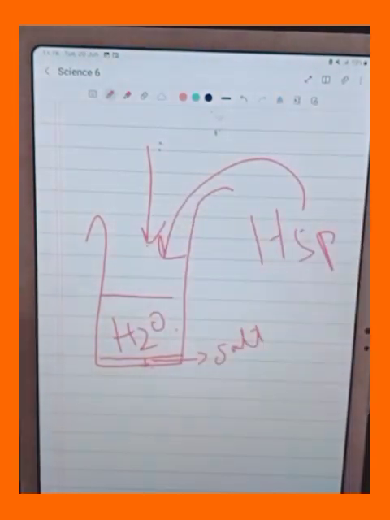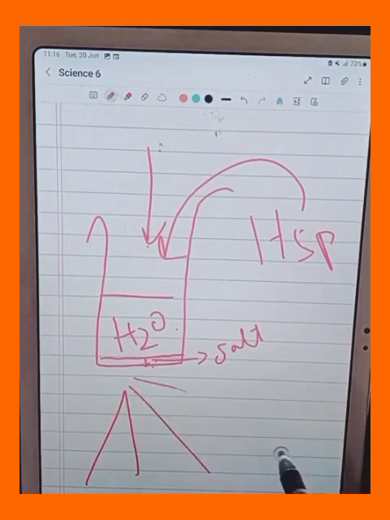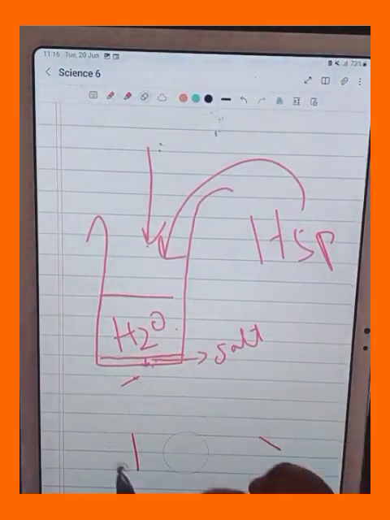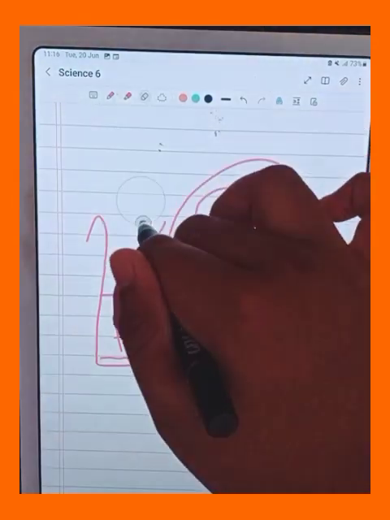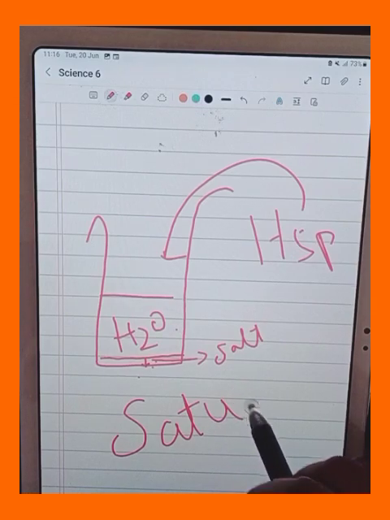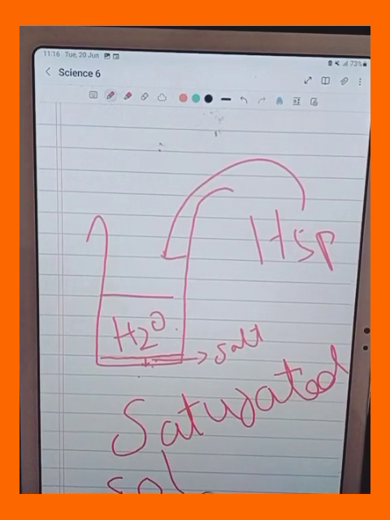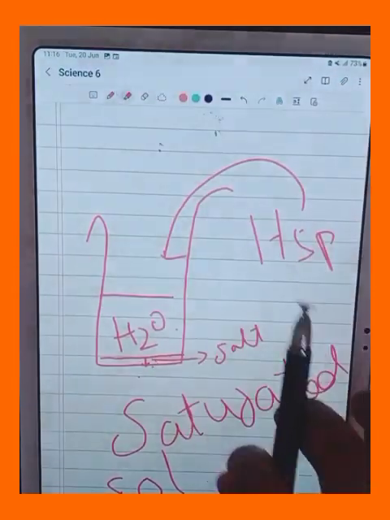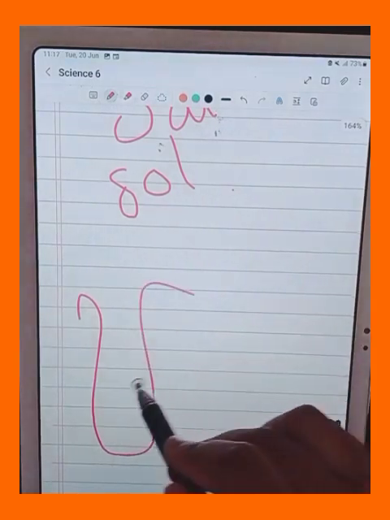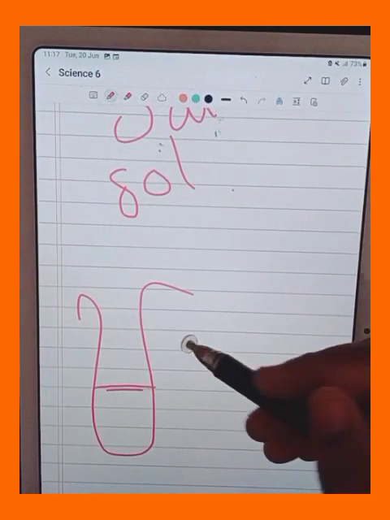You have to either stir for a long time or heat it. So when you would not heat or not stir, this solution is called what? This solution is called saturated solution. Saturated solution. And when you add more, so when you say that you will take more salt, you have to say that in water, you have to take more salt into it.